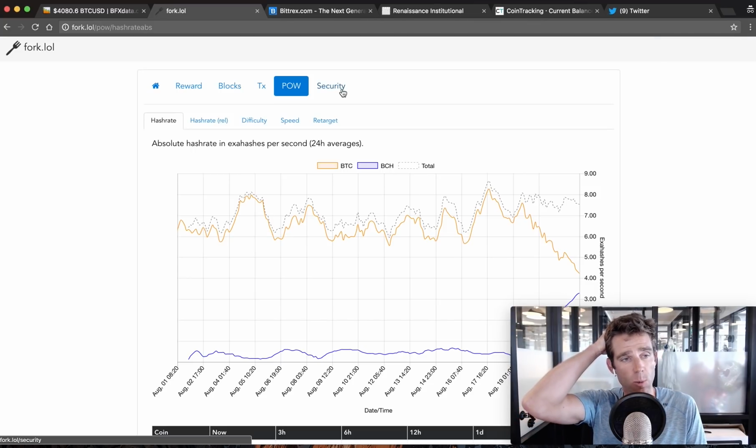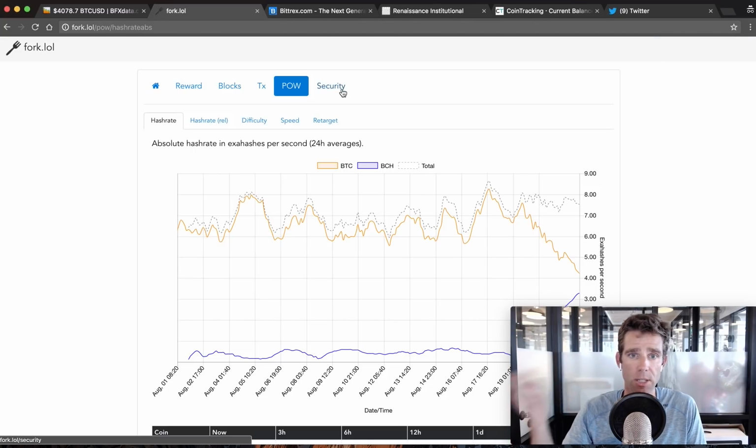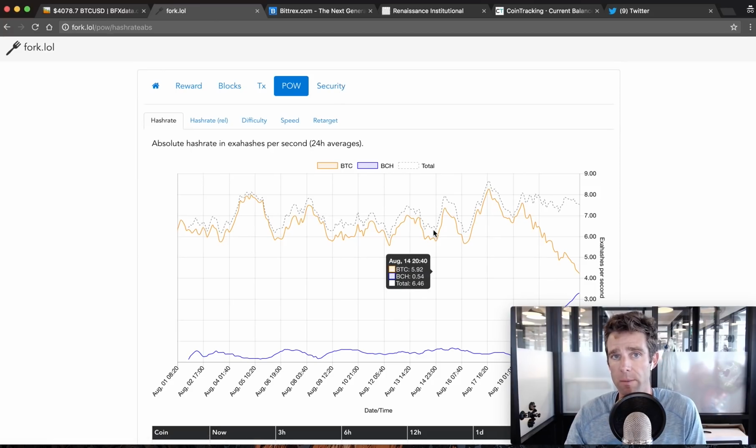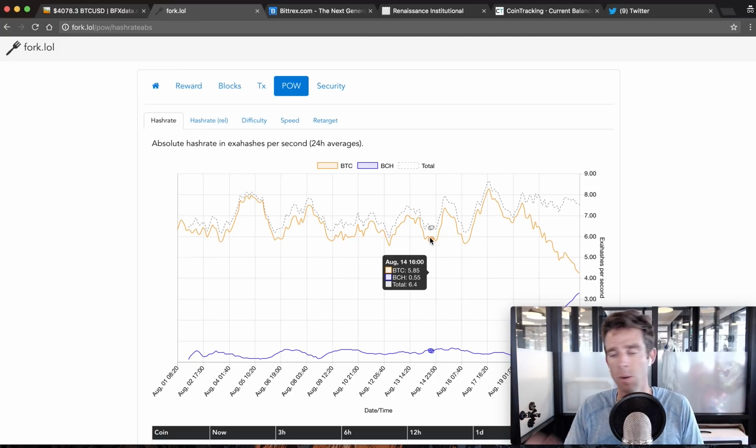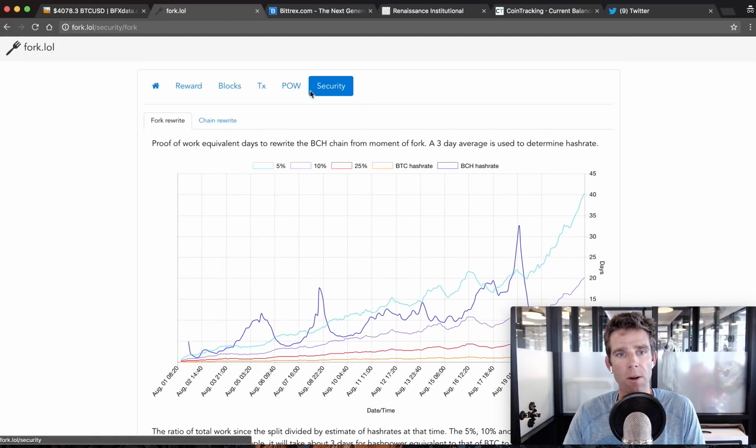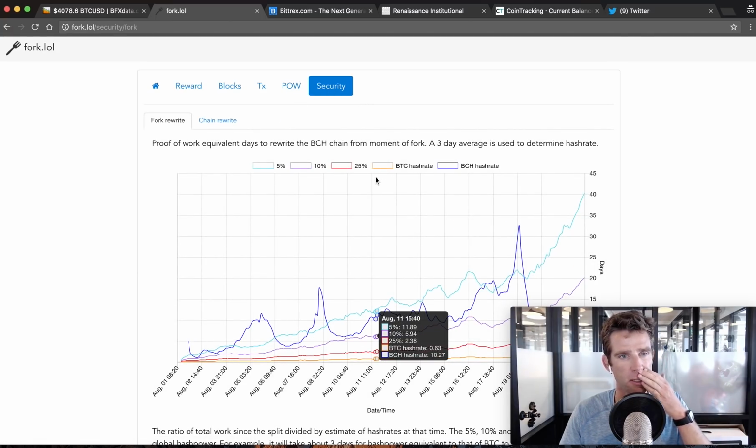So if it's more profitable to mine Bitcoin Cash, as it has been for the past few days, people may start mining more Bitcoin Cash. If it's more profitable to mine Bitcoin itself, people will go back to Bitcoin. At least that's what behavioral economics would tell you. Excuse me. So you should go check this out. A lot of it's kind of geeky stuff.